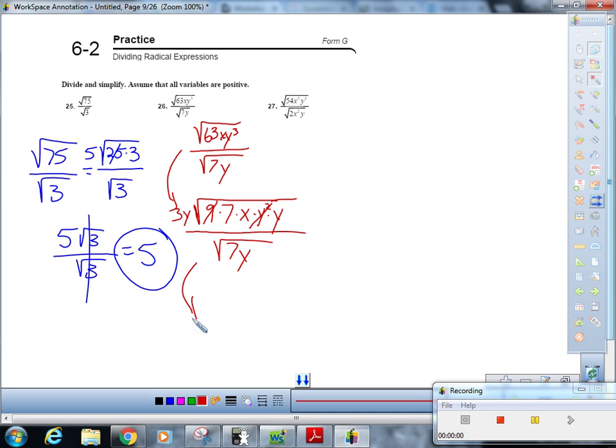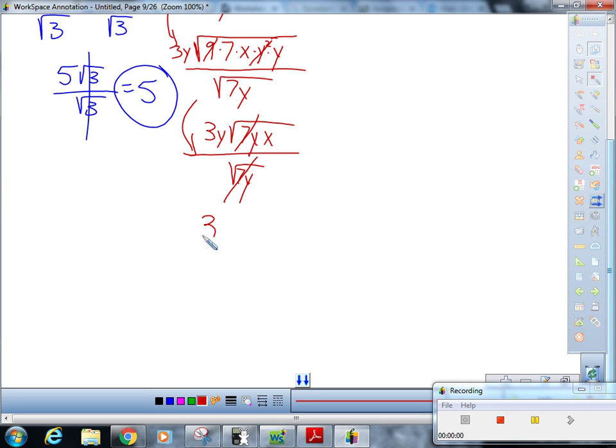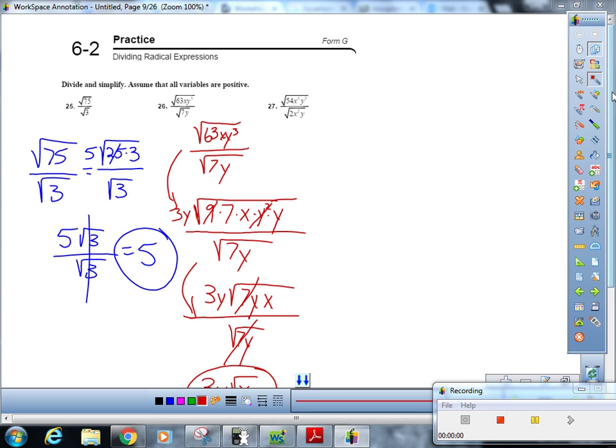So my next line will be 3y times, what do we have left? 7xy. Let me call this 7yx, and hopefully you can see why I'm doing that, all over radical 7y. Well, radical 7y over radical 7y is going to cancel. And so that leaves you with the final answer of 3y radical x. Okay? Not easy. But it's okay. It's good to be challenged.